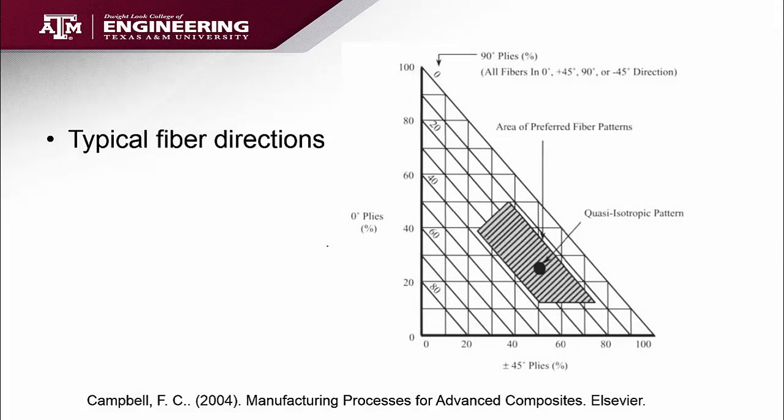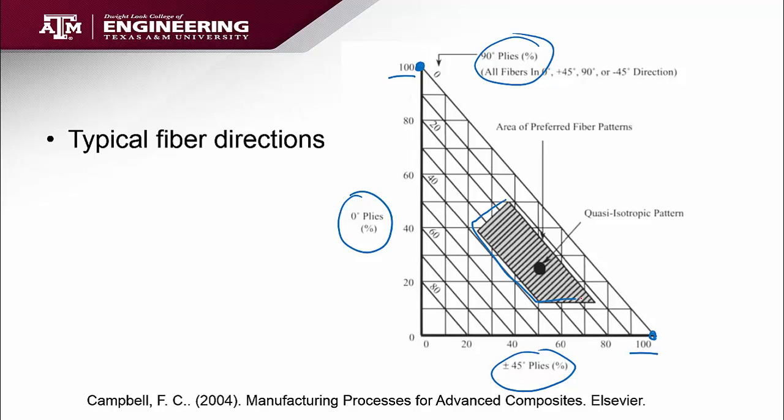In this graph, we look at all the possible combinations of 0-degree plies, 45-degree plies, and 90-degree plies. At this point, we have 100% 0-degree plies. At this point, we have 100% 45-degree plies. What the author is trying to tell us with this chart is that most useful composites fall in this mid-range. There are special applications where you can have, for example, 100% fibers in the 0 direction. If you were making a tie that takes purely a tensile load, you would want all of your fibers to be in that load direction.